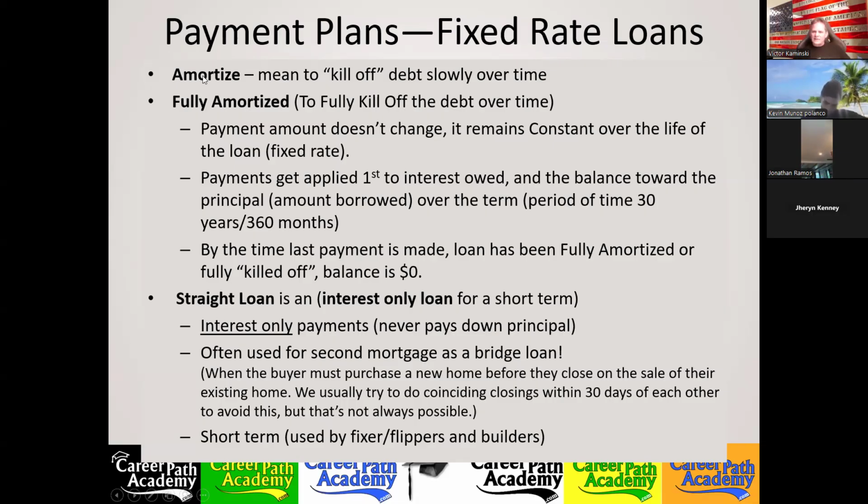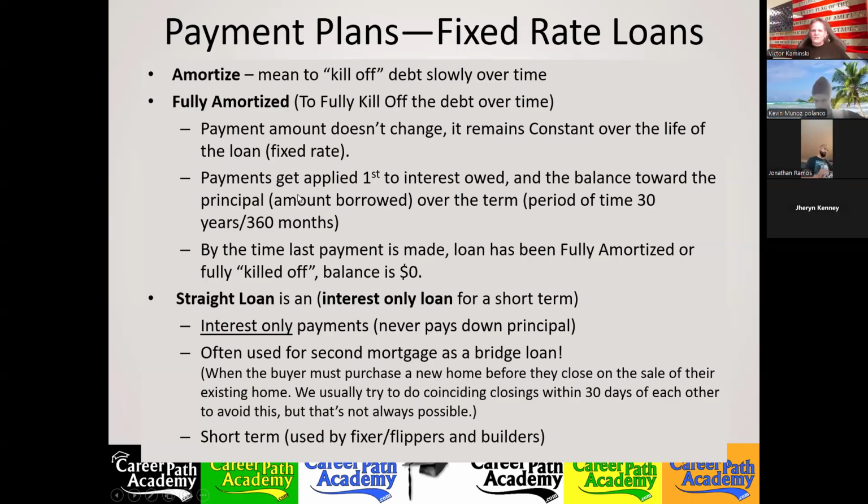So these are known as amortized loans. The word amortize means to kill off slowly over time. So a fully amortized loan means that by the time you make the last payment, that loan's been fully killed off. The payment amount does not change. It remains constant. Your first payment to the last payment remains the same on a fixed rate loan.